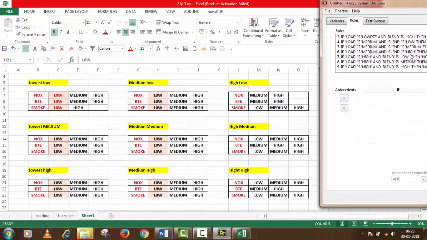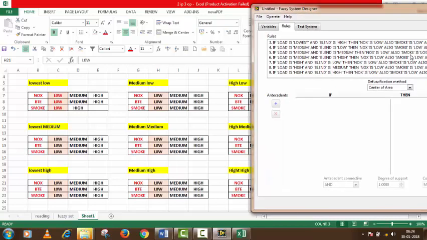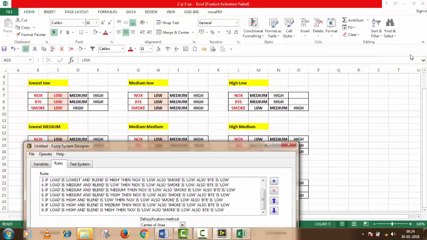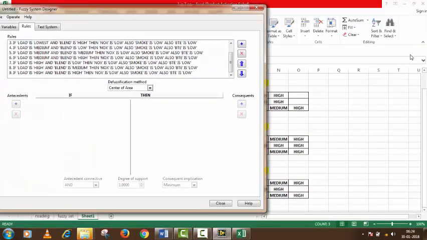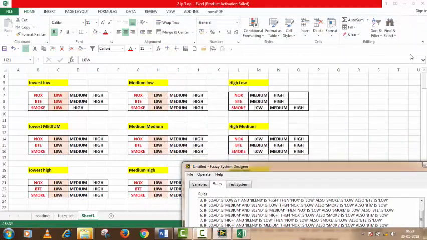Okay. Next combination is seventh. Load is high, blend is high, blend is low. Okay, this combination, what's coming? NOx is low, smoke is low, BT is low. Okay, see, here problem is there. So sixth rule, it's a problem.